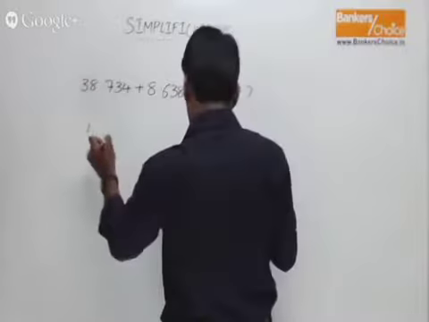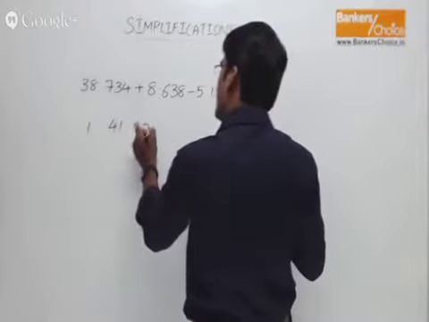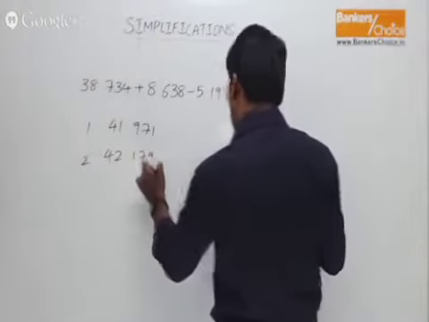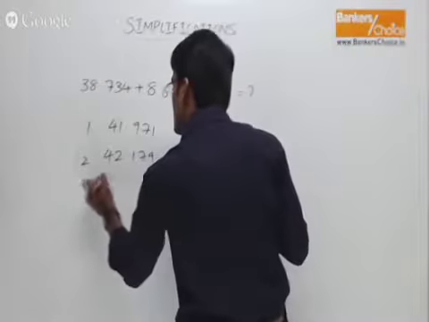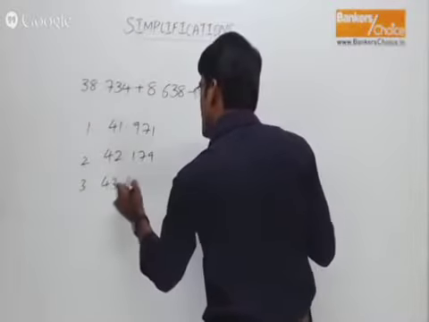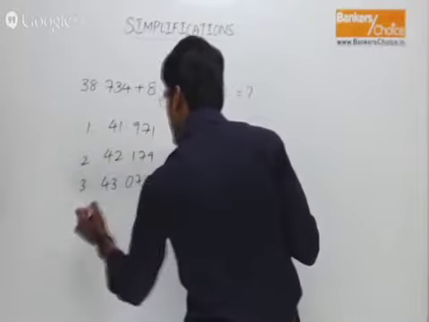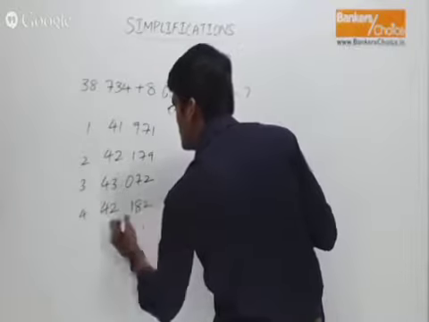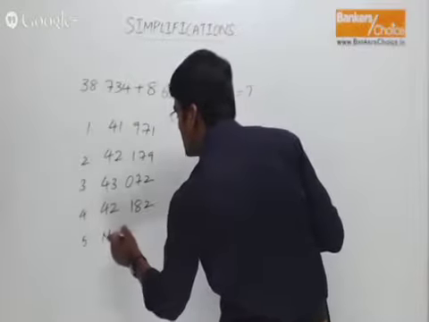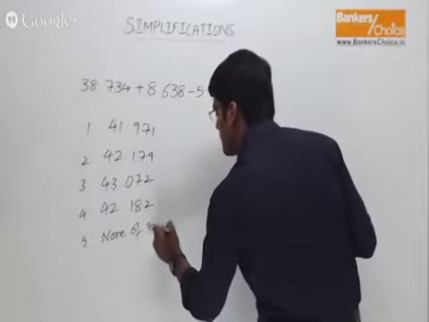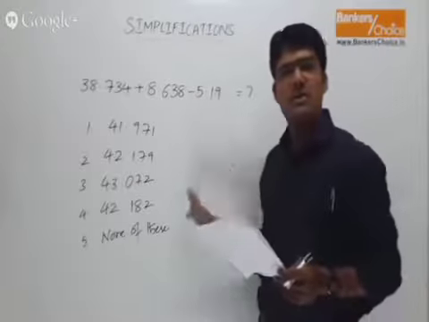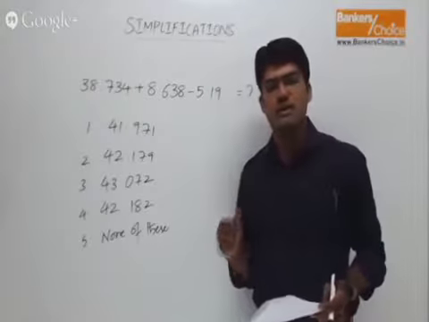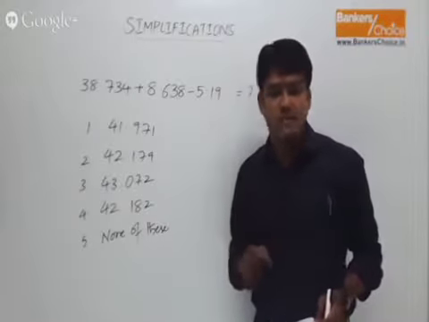The given options here are 41.971, the second option is 42.179, the third option is 43.072, the fourth is 42.182, and the fifth option is none of these. So a simple question on simplifications with five options given to you. Before I give you the solution, I would like all of you to quickly solve this and get me the right answer. You have 30 seconds. Your time starts now.